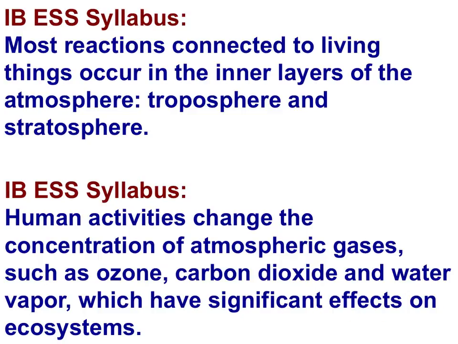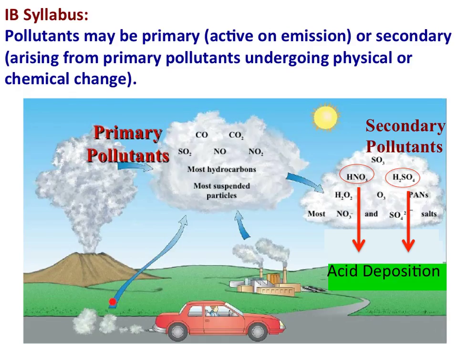on ecosystems. The combustion of fossil fuels releases sulfur dioxide and nitrogen oxides as primary pollutants. These molecules are transformed into the secondary pollutants, nitric acid and sulfuric acid, that we generally call acid deposition. Rain, snow, or dry particles can fall to Earth as acid deposition.